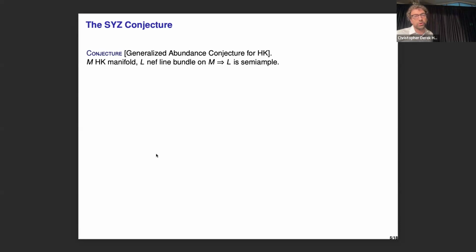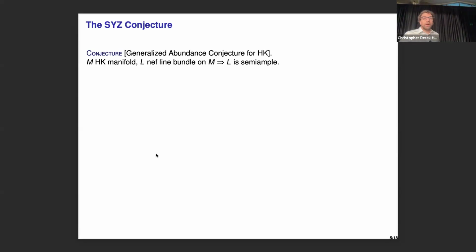This is the so-called SYZ conjecture. For people coming from birational geometry, it is just the abundance conjecture, a version for hyper-Kähler. So it's very simple. I start with a hyper-Kähler manifold. The singular case will work as well. I take an F line bundle on M, and the question is: is it semi-ample?